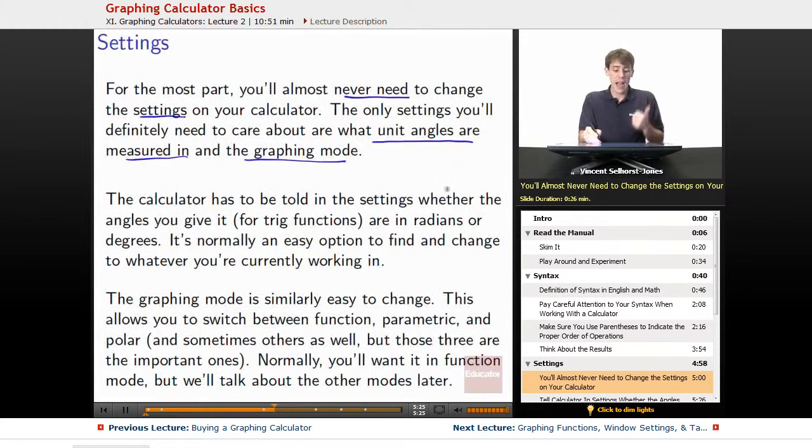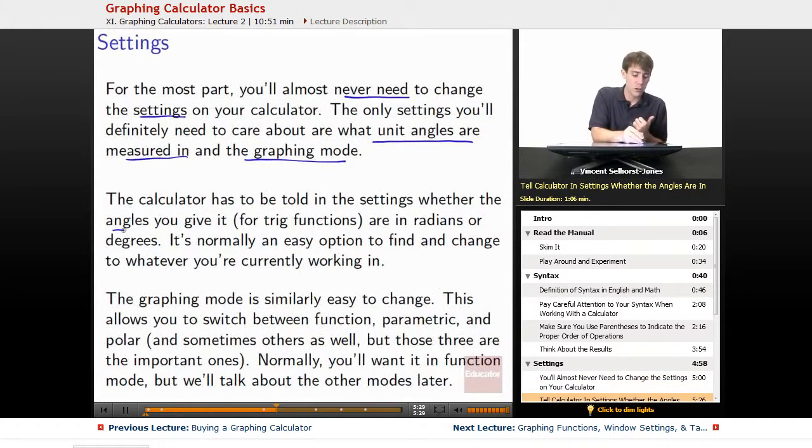So the calculator has to be told in the settings about angles, though. It has to be told whether the angles that you're working with, the angles you're giving it, and this is for trig functions, are in radians or in degrees. If it's in the wrong one, if you mean to do your problem in radians, but you accidentally have it set in degrees, you're going to get completely wrong answers. So it's really important that you know which one it's in and that you have it set in the correct one. It's normally a pretty easy option to find and change whenever you need to.